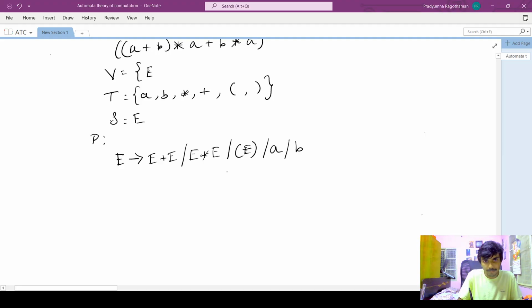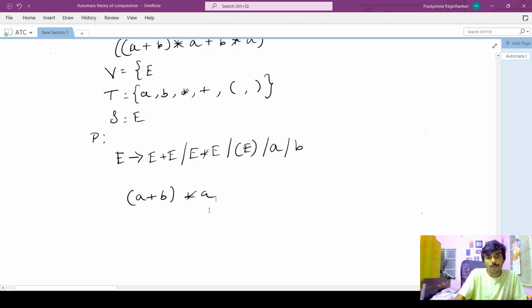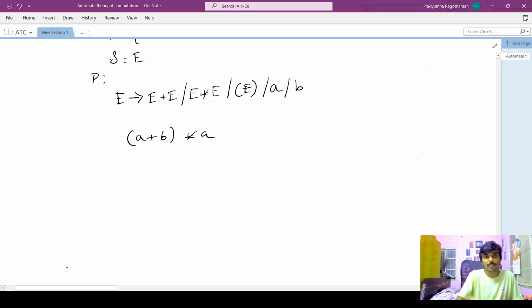Alright, so let's take a small string A plus B star A. So why do we call this grammar context free grammar? Because we can substitute E with any of these without any context, right? We can substitute any of this in any of the contexts. So as we require this expression to be derived, and we know that this is a valid expression already, let's see if this grammar can help us derive it.